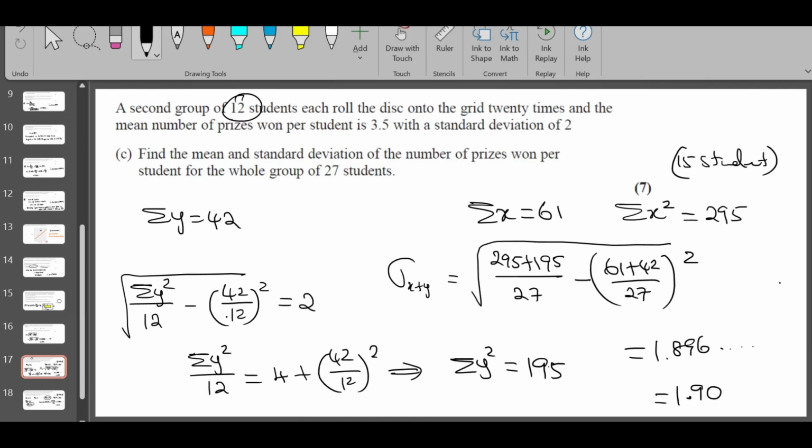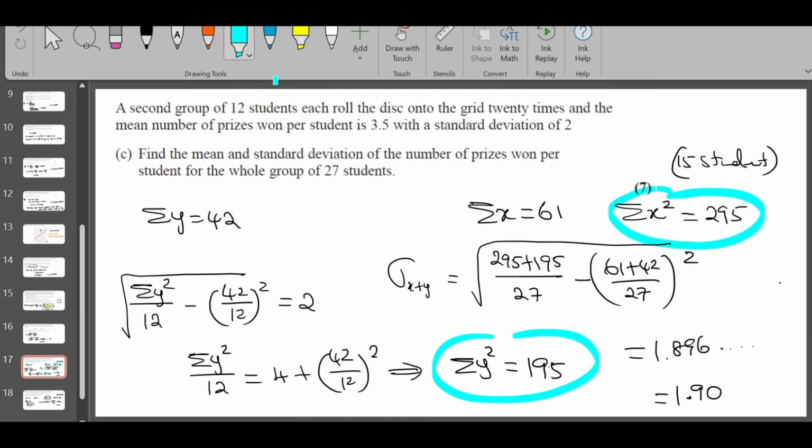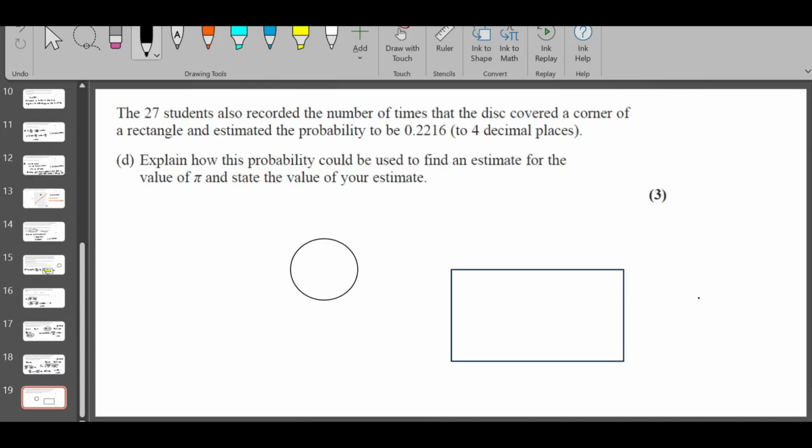So what we are doing here, actually using this value, we are carefully finding sigma y first, and then using this value here we are finding sigma y square, and then take sigma x plus sigma y, that's the sigma of all the 27 students. Then take this sigma x square and sigma y square, sum up, that will give you the sigma x plus y square, or you use a new variable z, sigma z square of all the 27 students. So use that to find mean and variance. Okay, let's look at part D now.